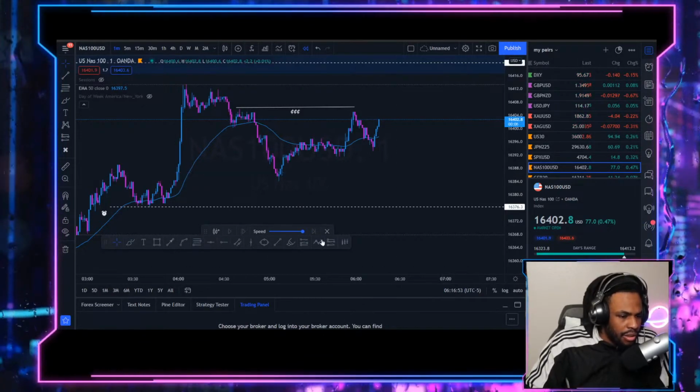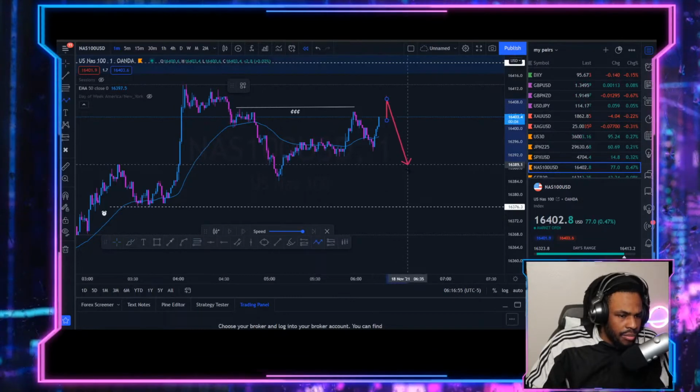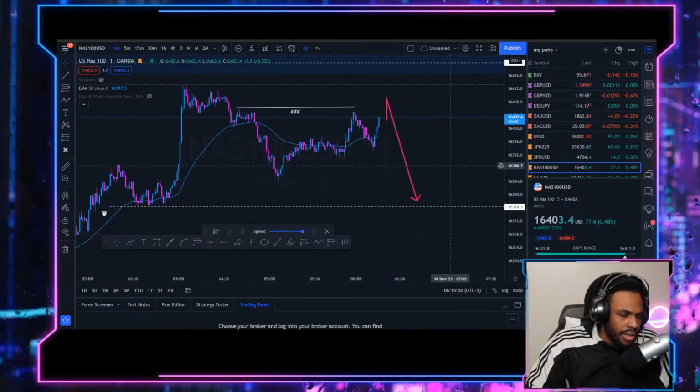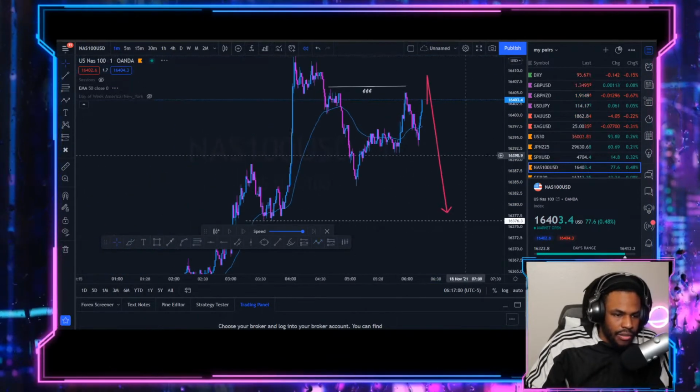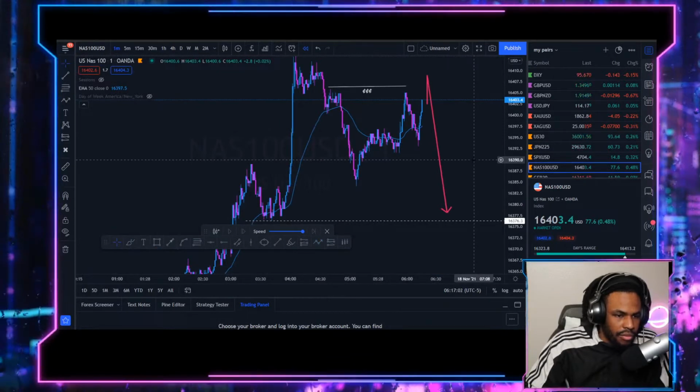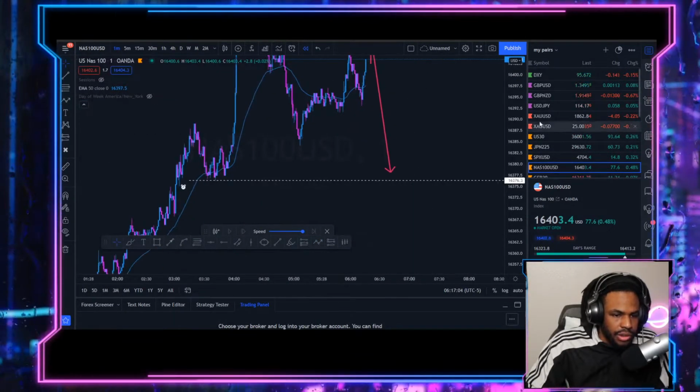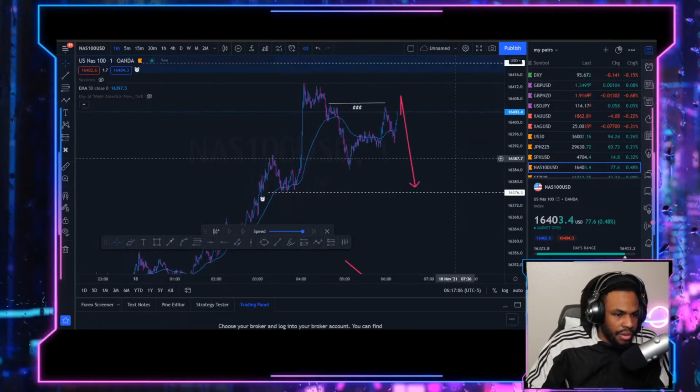I don't know, I might see a liquidity take, something like that, and then a continuation down. Hopefully, I feel like that should be more than enough liquidity to take us to continue down.